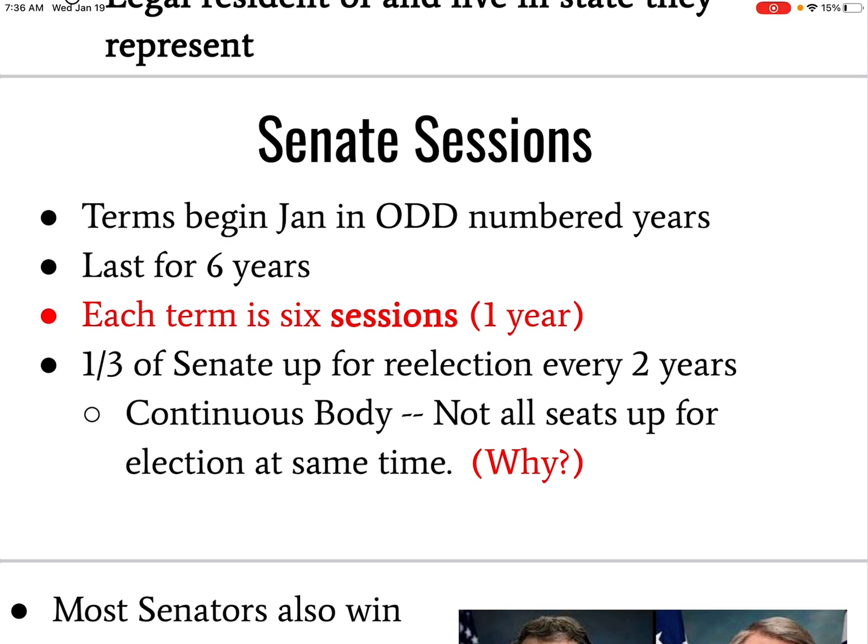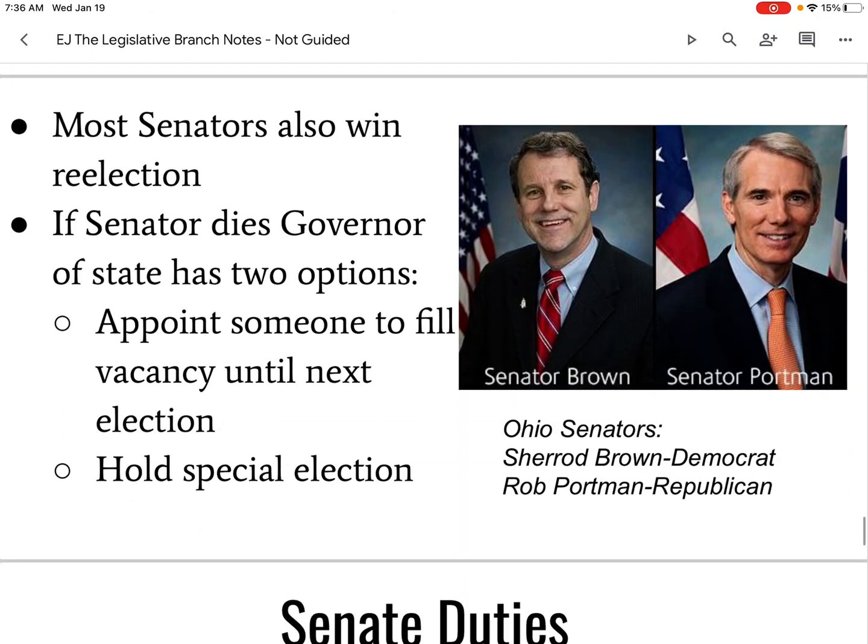The Senate's different, though. It's not every 6 years we get a whole 100 new members. Instead, every 2 years, 1/3 of the Senate is up for re-election. We call that a continuous body. So roughly every 2 years, we elect 33 new senators. It keeps the Senate a little bit more stabilized. In the Senate, most senators win re-election, just like the House of Representatives. If someone's going up again, they usually win re-election. They got name recognition. People know their name, they vote for them.